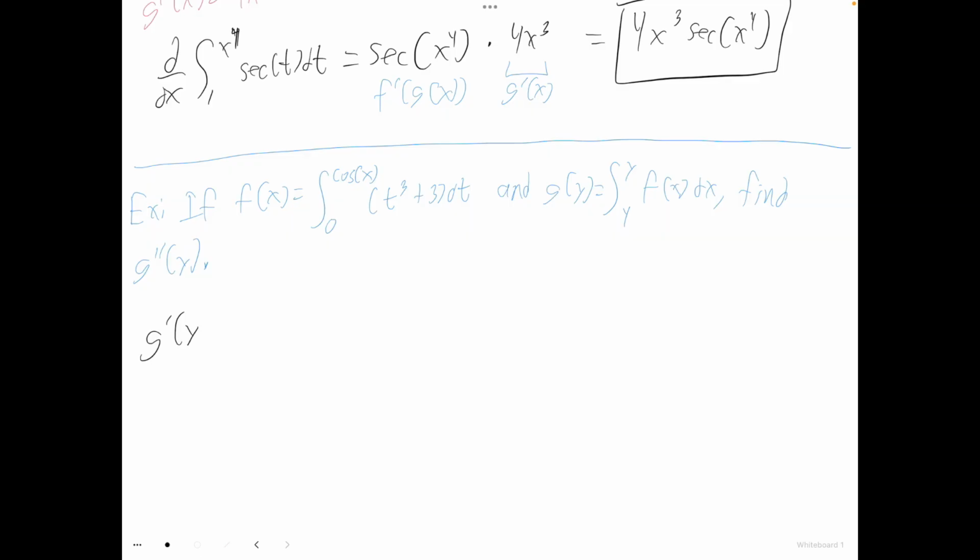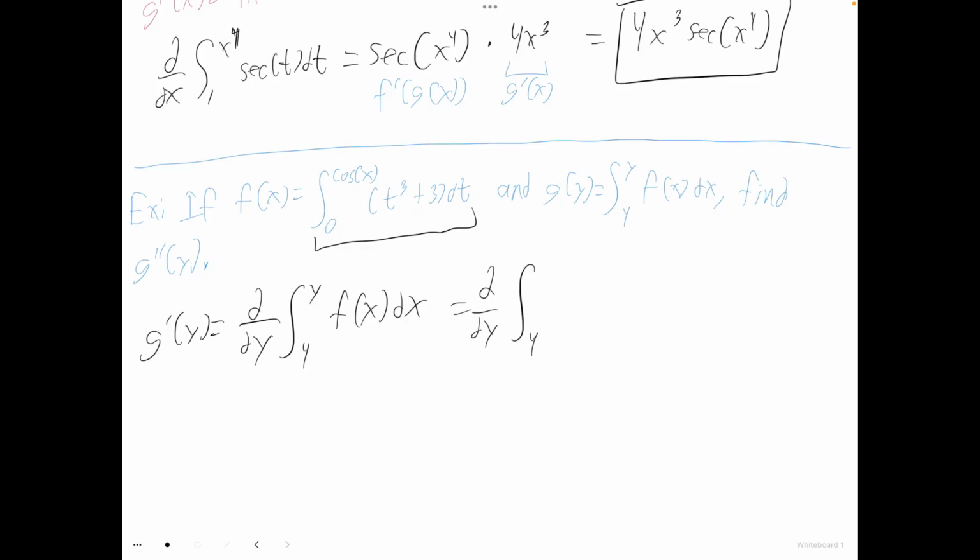So first we want g prime of y, which is the derivative with respect to y of the integral from 4 to y of f of x dx. I'm just going to write f of x. f of x is itself an integral. It's this integral. So really what we're looking at here is the derivative with respect to y of the integral from 4 to y of the integral from 0 to cosine of x t cubed plus 3 dt dx. Okay, but that looks kind of complicated, so we're not going to think of it that way. We're just going to view it in this way.